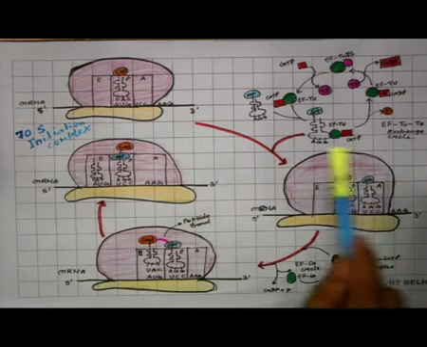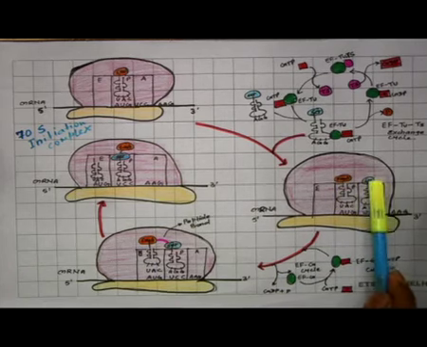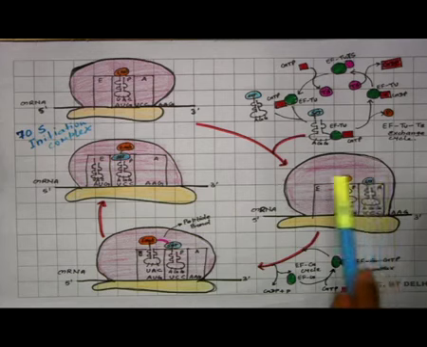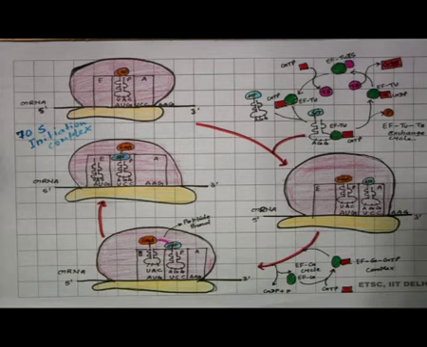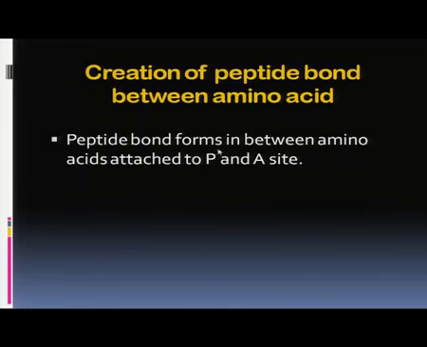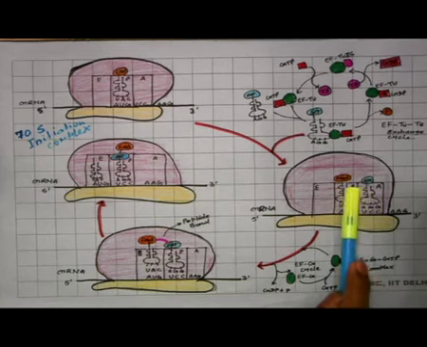Now, you can see in this particular diagram there are two amino acids, one is formylmethionine and the second one is serine. So, this is how the charged transfer RNA will combine with the A site. Now, let us see how these two amino acids will form the peptide bond to elongate the protein chain. The second step of elongation is the creation of a peptide bond between amino acids. Peptide bond forms between the amino acids attached at the P and A sites. You can see in the diagram, we have two amino acids attached with charged transfer RNA at the P site and A site.